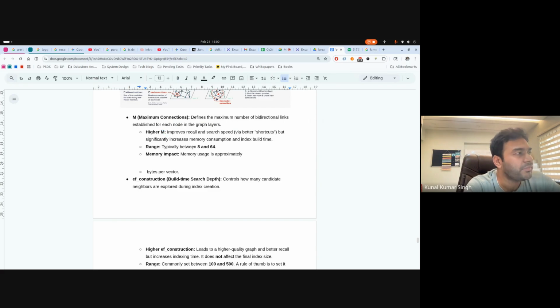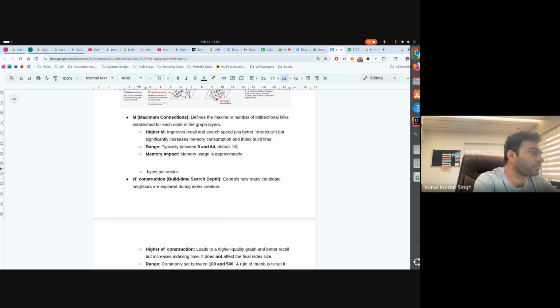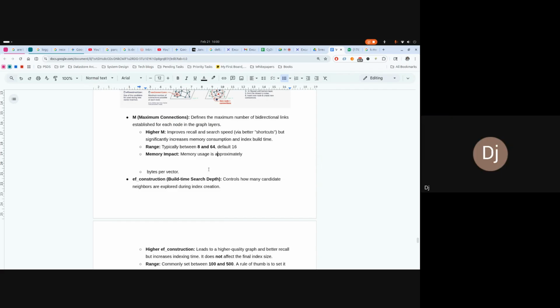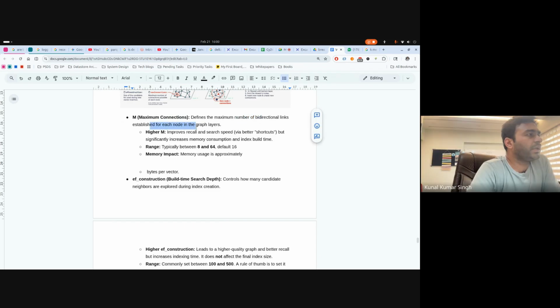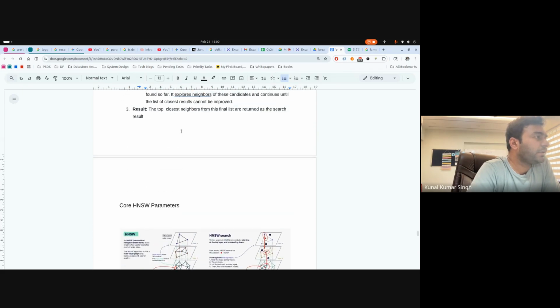So typically इसकी value जो है, that is kept between 8 and 14. I think the default I've seen somewhere is 16, but we can tune this between these values. So this M is actually for each layer, right? It will change for other layers. At each layer, but you can see this.